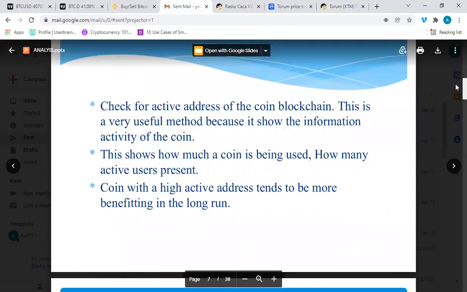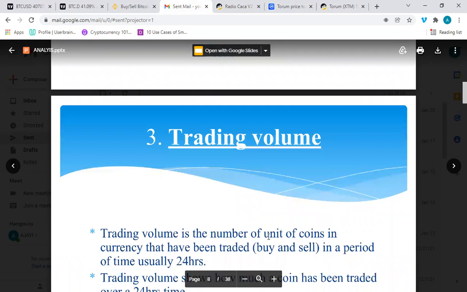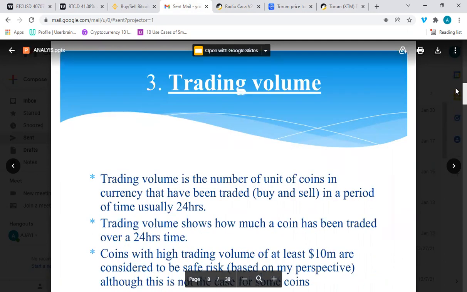Trading volume means the number of units of a coin that have been traded in a period of time. That's what trading volume means. Now let me explain this trading volume. Let's assume that I have a coin and the coin has just 1,000 units.